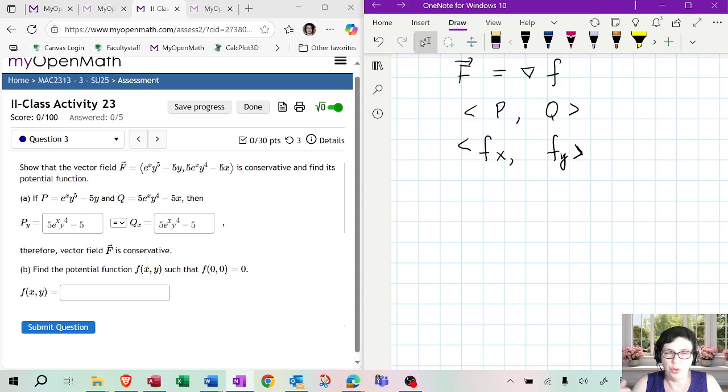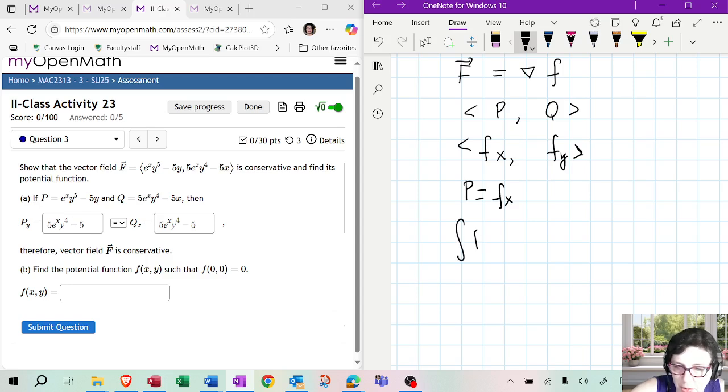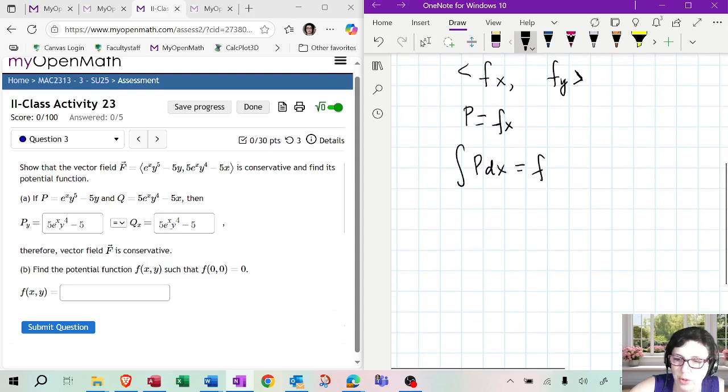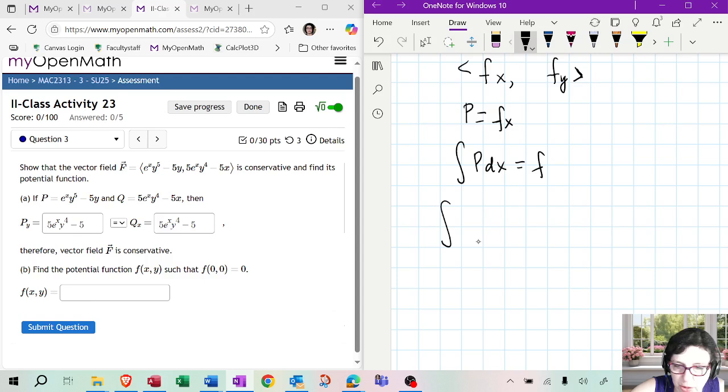Well, to undo the derivative, we usually integrate, but this time we're going to partially integrate. So to solve, since we know that P is fx, we're going to take an integral with respect to x, and that should give us our potential, right? Okay, so let's see if we can do that. So take the P, which is e to the x, y to the 5, minus 5y, and we integrate that with respect to x. So e to the x, y to the 5.